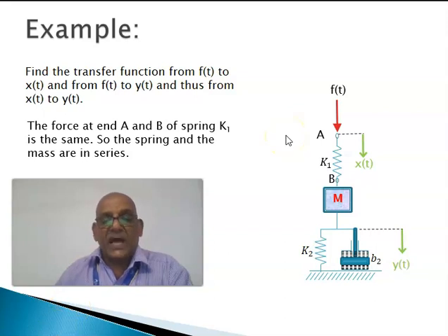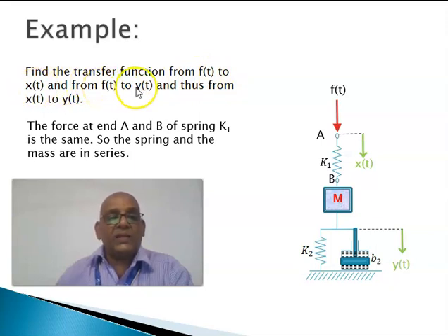So we'll first identify that and clearly represent the system showing which elements are in series, which elements are in parallel, and then go on to derive the transfer function from F(t) to X(t), from F(t) to Y(t), and thus from X(t) to Y(t). When we say transfer function from F(t) to X(t), we mean capital X(s) divided by capital F(s). Similarly, from F(t) to Y(t), it is capital Y(s) by capital F(s). Similarly, this would mean capital Y(s) divided by capital X(s).